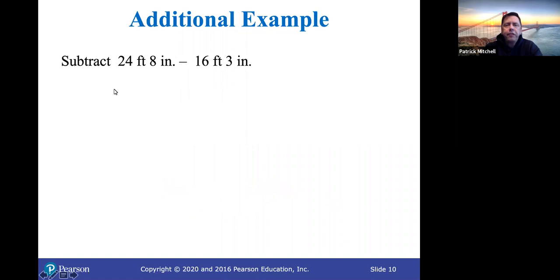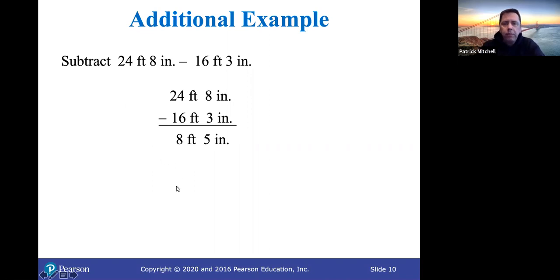All right, here's a subtraction problem. This one is actually pretty simple. 8 minus 3 is 5. 24 minus 16 is 8. So the difference between those two measurements is 8 feet 5 inches.